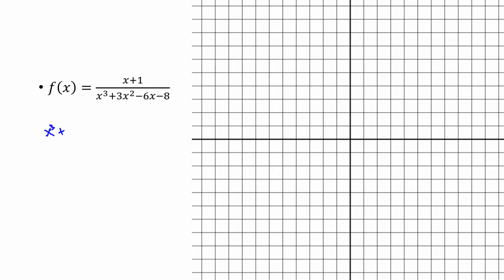So there are 4 terms here. Let's say that we tried to factor this by grouping. If we group the first 2 and group the next 2 terms, the greatest common factor in the first group is going to be x squared, and then we have x plus 3 remaining. In the second group, we can factor out a negative 2, and that's going to give us 3x plus 4.